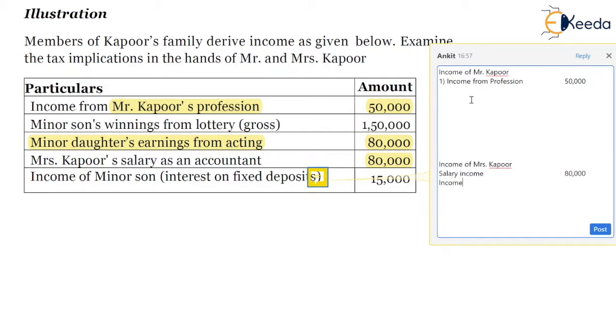So friends, winnings from lottery, which is nothing but 1,50,000, and also interest on fixed deposit 15,000, correct, less exemption under section 10(32) will be 1,500, and the net income will be offered to tax. Correct? And this is the first part and this is the second part.